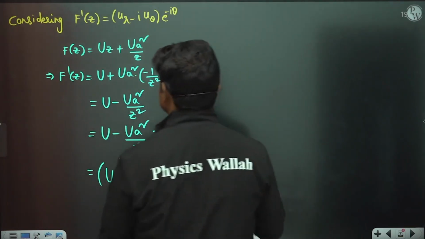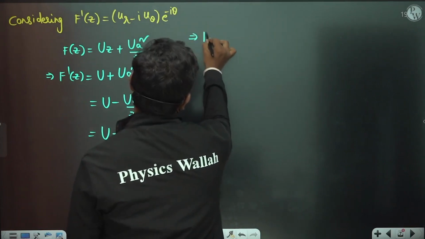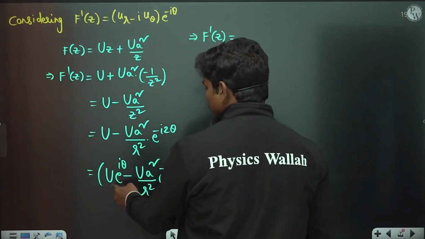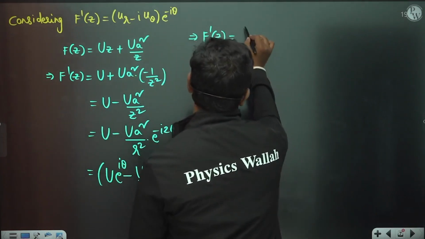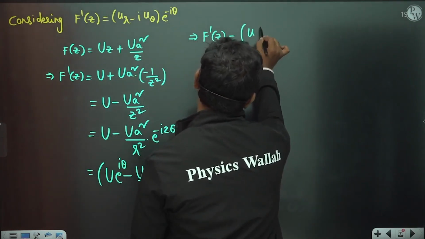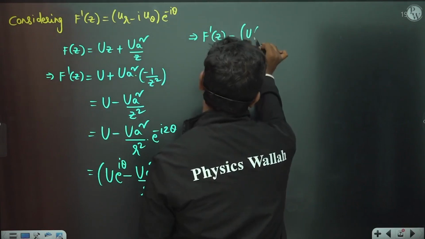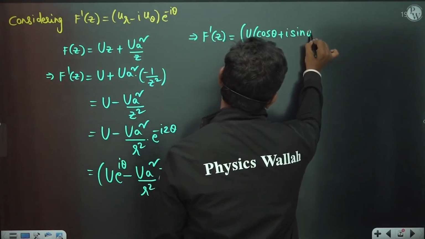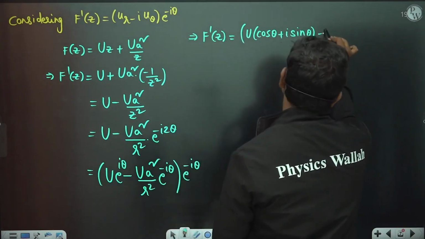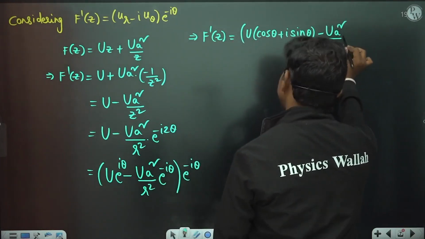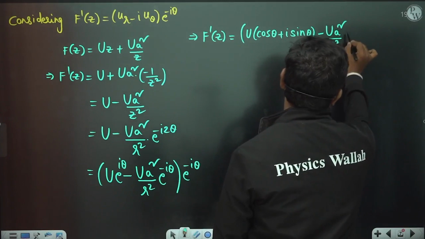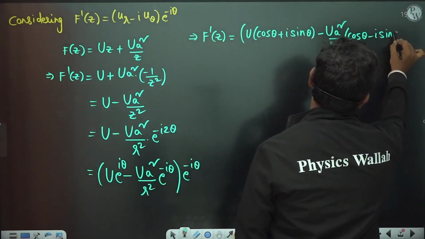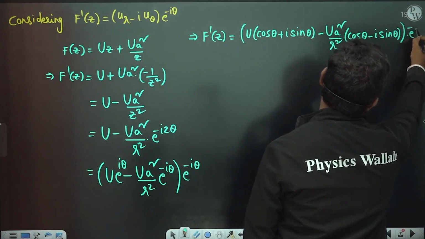So if you expand this, now this implies f dash of z is equal to U times e power i theta. So if you expand that, U times (cos theta plus i sin theta) minus U a² by r² times (cos theta minus i sin theta). So this total is multiplied with e power minus i theta.